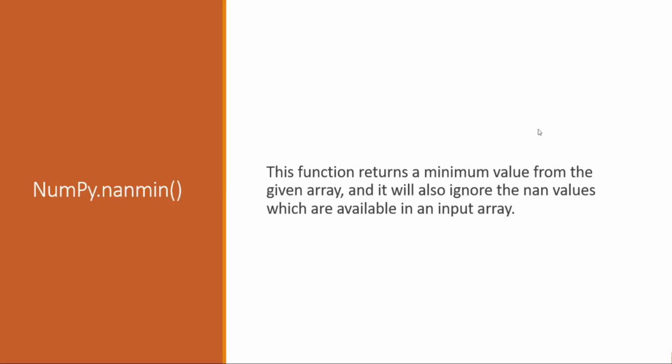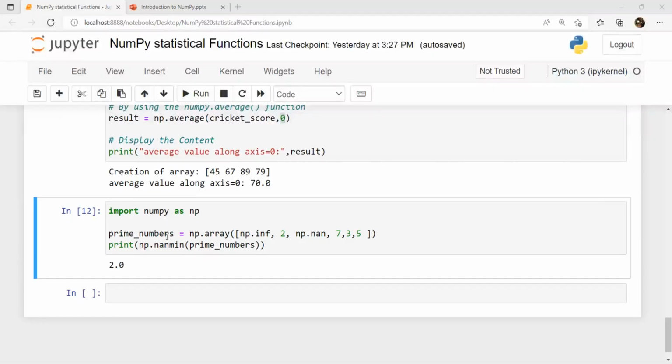Now let us see an example of how to use the numpy.nanmin function with integer and nan values as an argument. In this example we have created an array named prime numbers, and within it we have set the prime values along with a nan. After that we have used the np.nanmin function, and within this function we have assigned the prime numbers. After executing this code, the output is 2, which indicates the minimum value from the input array.